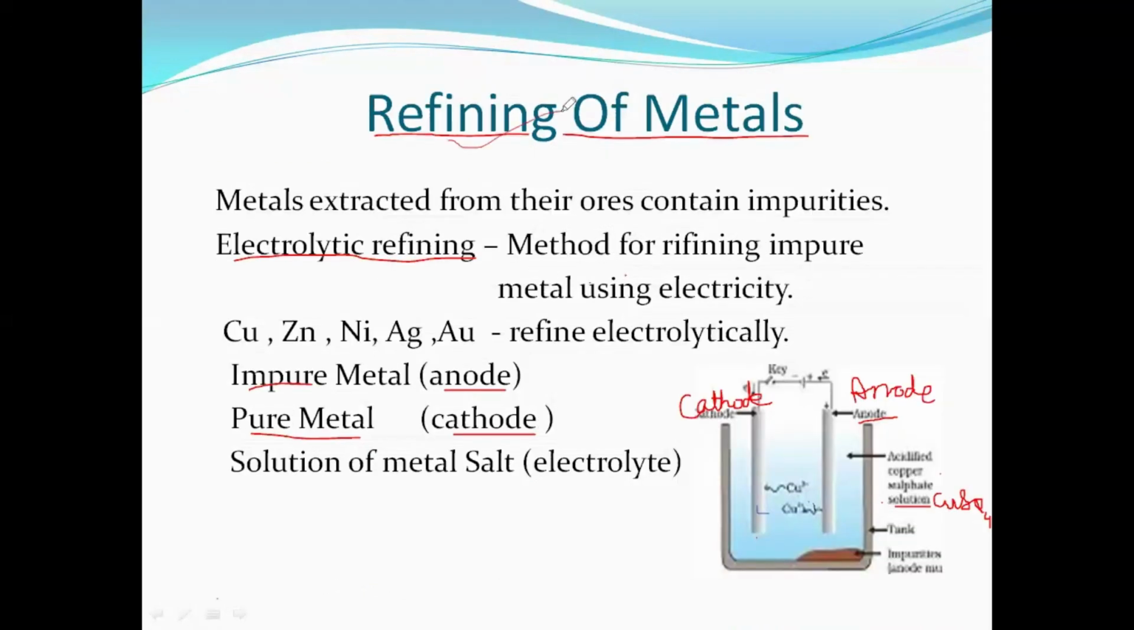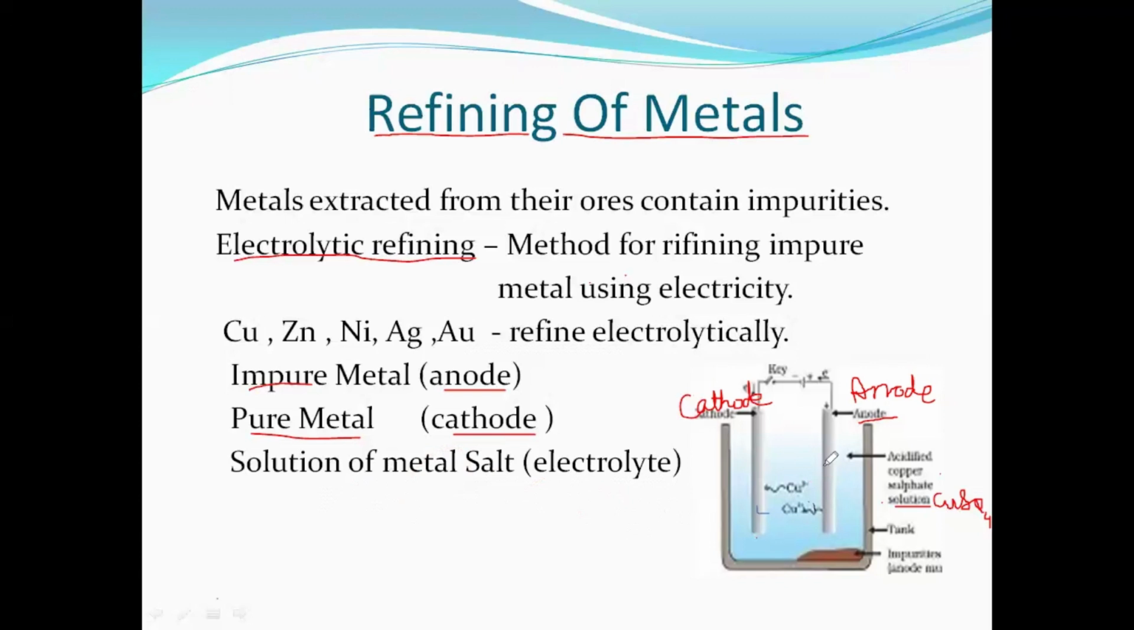Process of refining of metals. Metals extracted from their ores still contain impurities, and these impurities are removed by electrolytic refining. Electrolytic refining is the method of refining impure metal using electricity. Metals like copper, zinc, nickel, silver and gold are refined electrolytically.